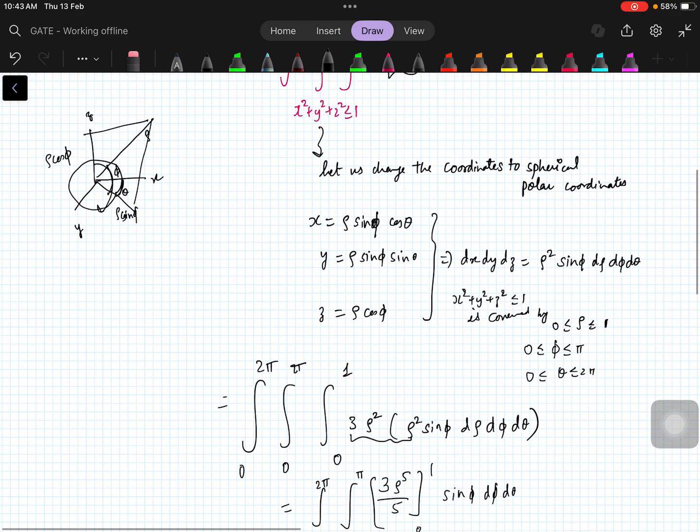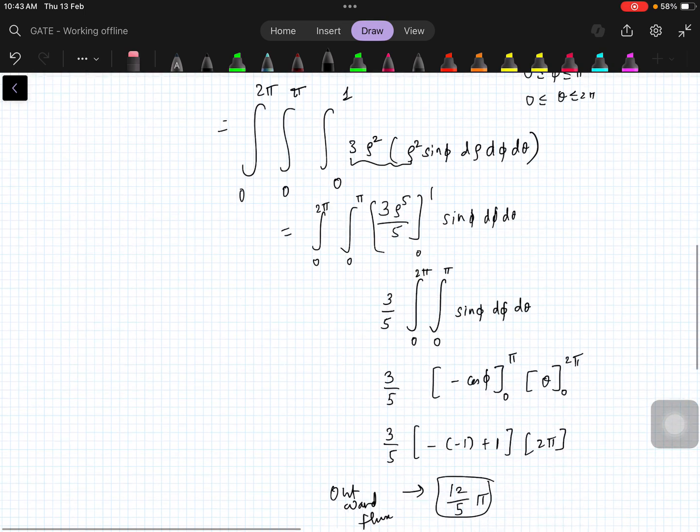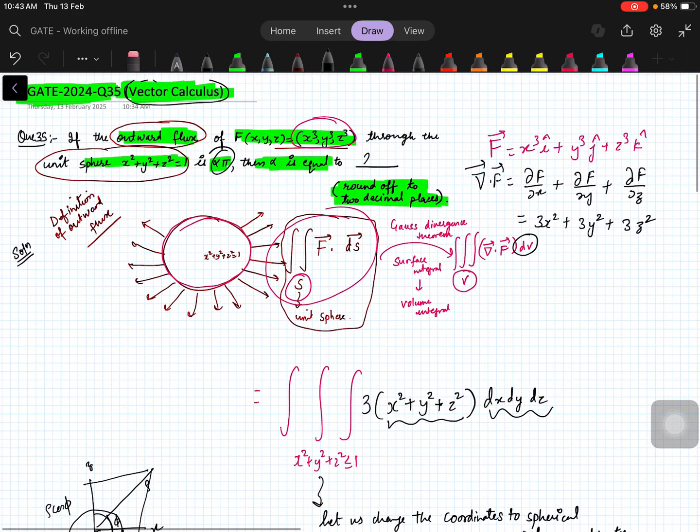Now if you look at your question, it says alpha pi. So alpha pi is equal to 12 by 5 pi, so alpha is 12 by 5, which is nothing but 2.40. This is your answer, 2.40, because they ask you to round off to 2 decimal places.